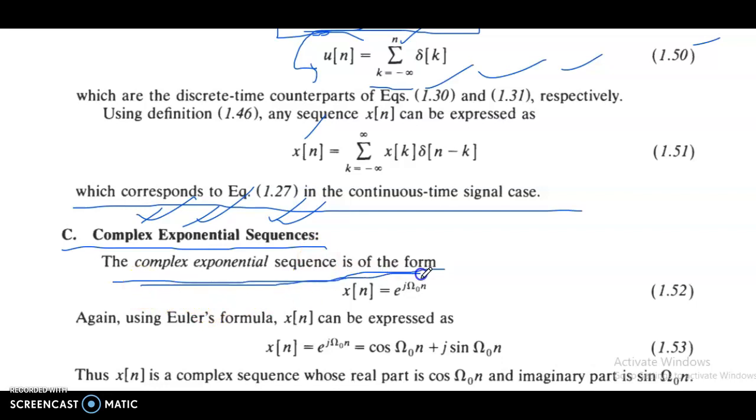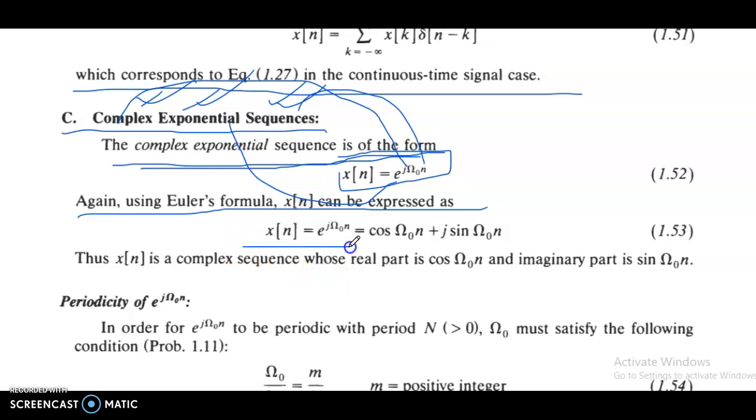A complex exponential sequence is in the form x of n equals e power j omega naught n. Again, using Euler's formula, x of n can be expressed as x of n equals e power j omega naught n equals cos omega naught n plus j sin omega naught n.